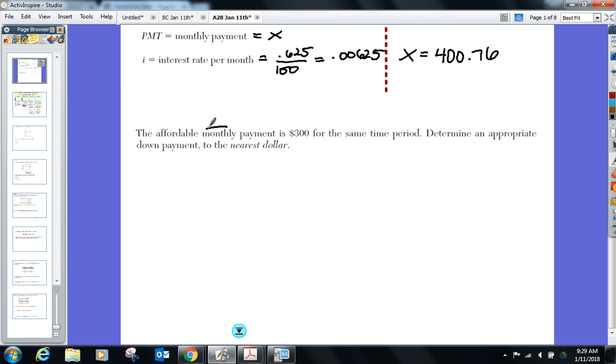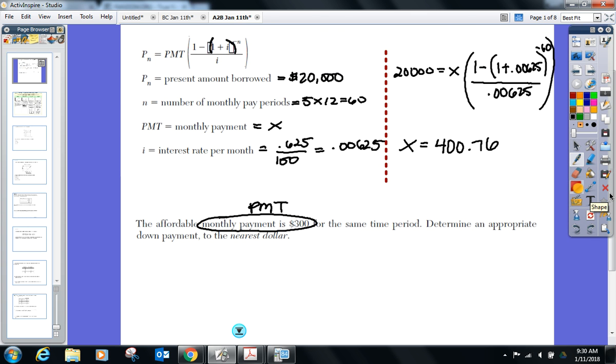Again, what's monthly payment? Identify the variable that's monthly payment. PMT. So 300 is going to go in for PMT now. Same time period, so everything stays the same. I don't have to change the rate. I don't have to change the monthly payments either. Determine an appropriate down payment. So what I'm going to do here is figure out how much I have to borrow to get a $300 monthly payment.